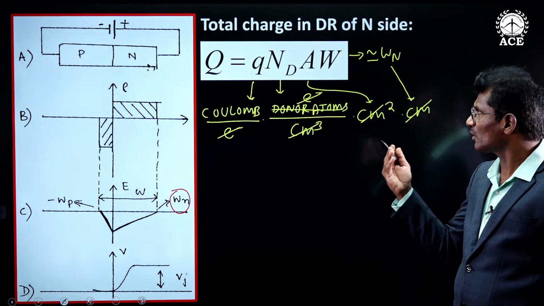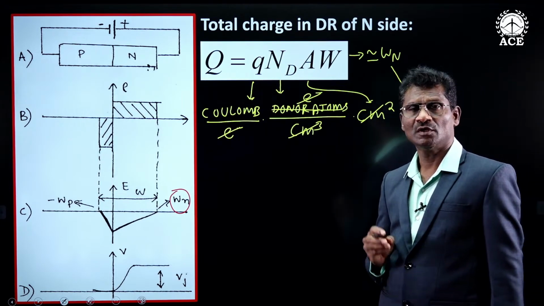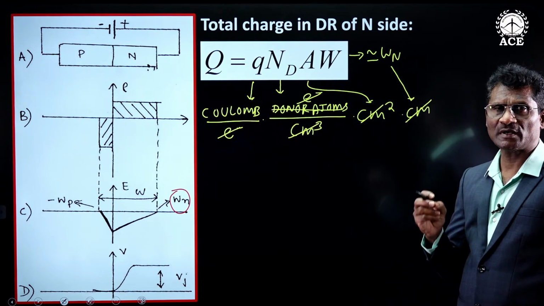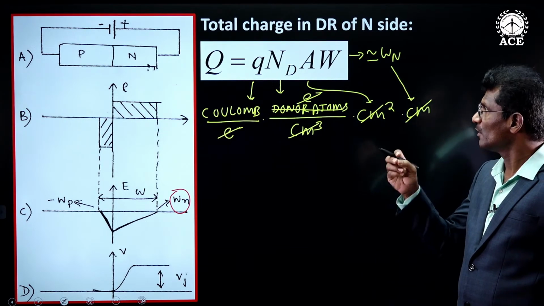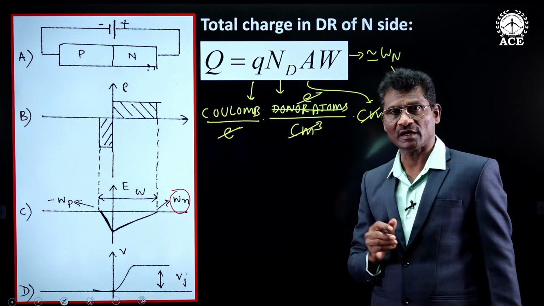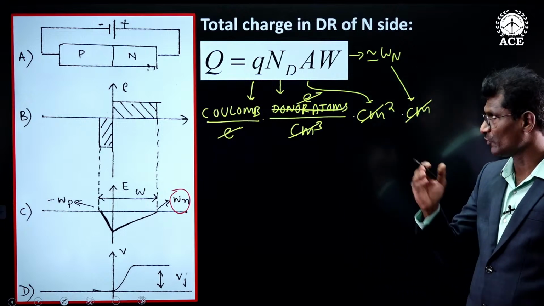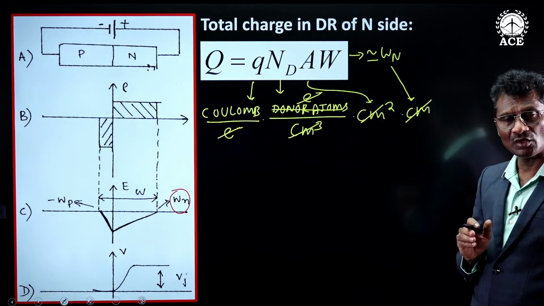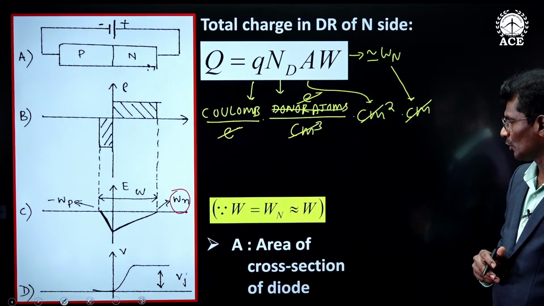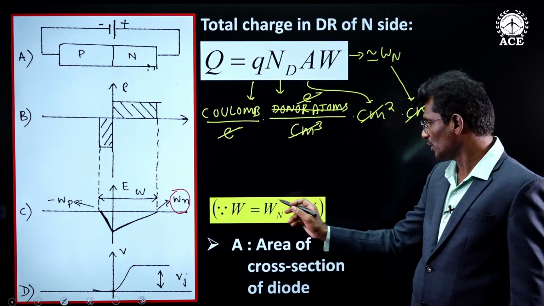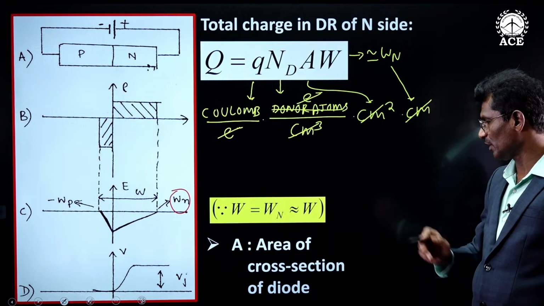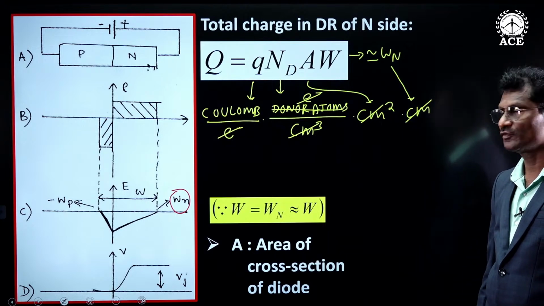Whenever we want to write an equation, the best thing is, rather than memorizing the equation, better try to write the equation based on the units. So units of left hand side and right hand side should match. If you write in that way, there will be no need of memorizing any equation. As I said earlier, Wn is approximately W in this equation, and A is the area of cross section of the diode.